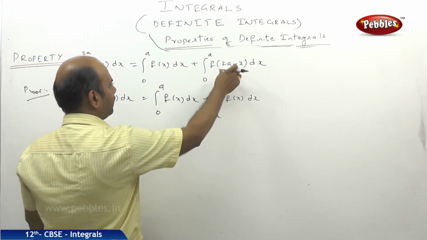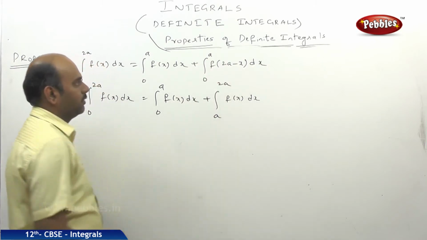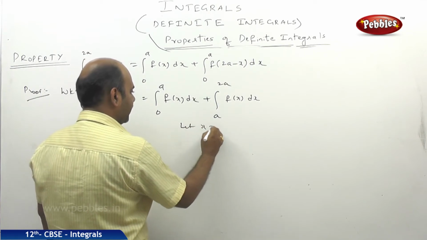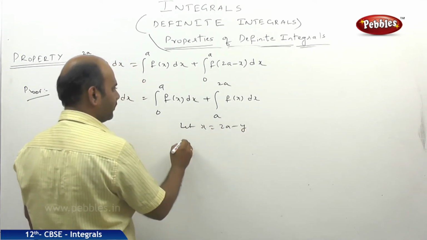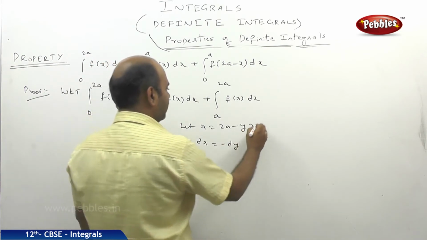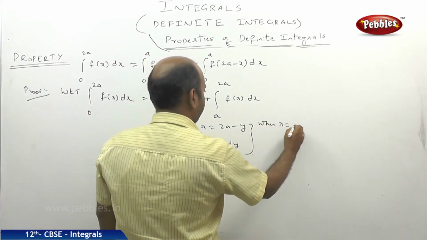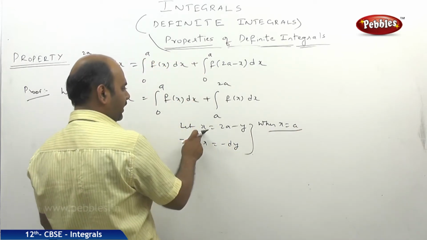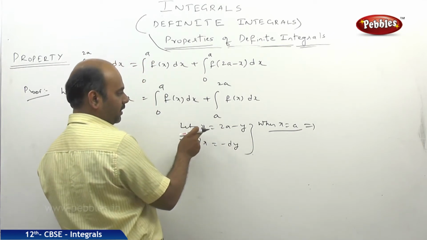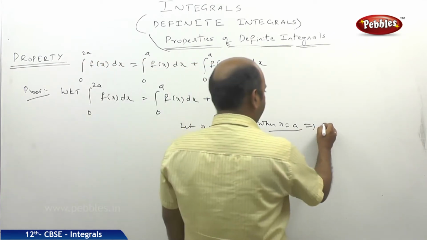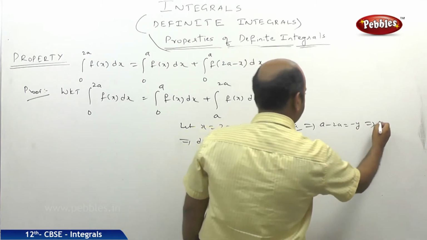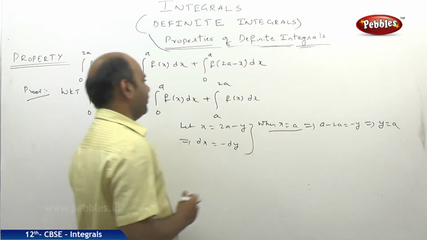But in place of this, I will be writing it as f of 2a minus x. So for this, I will put x is equal to 2a minus y. So what happens? dx is equal to minus dy. When x is equal to a, what happens? When you substitute a in place of x, we get a minus 2a is equal to minus y. So finally what we get is y is equal to a.